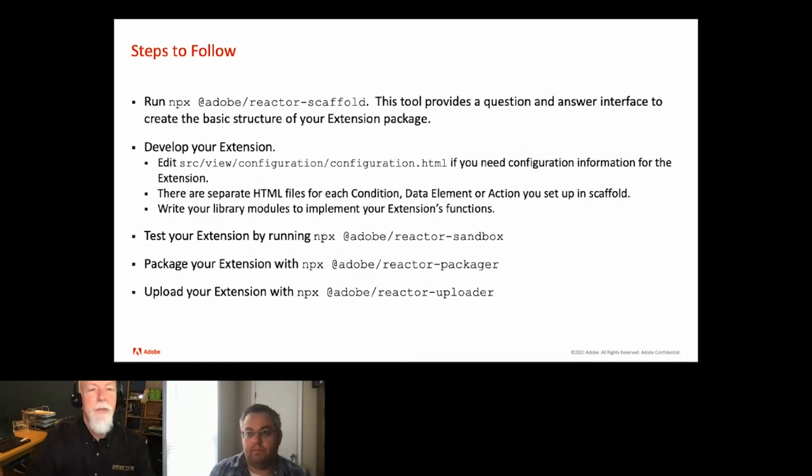Once you've got your pieces written, then you can test your extension by running the Reactor Sandbox. And this is a really nice tool. You don't have to deploy it any place. It will bring up and allow you to test out your UI and make sure that it's working the way you think it is, and is a much faster, more iterative way to go through those pieces. Once you've gone through that and you're ready to actually try it out in a real property, you use the Reactor packager to package up your extension into a big zip file, and then you upload it with the Reactor uploader, and that will put it into your own Launch environment where you can include it into a property and test it.